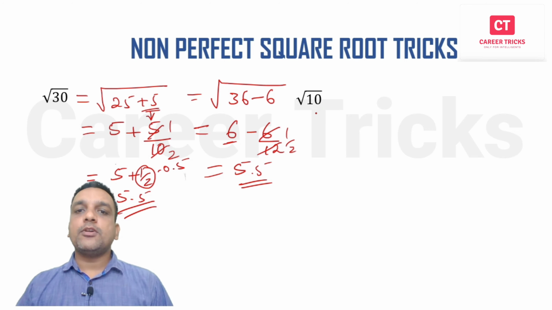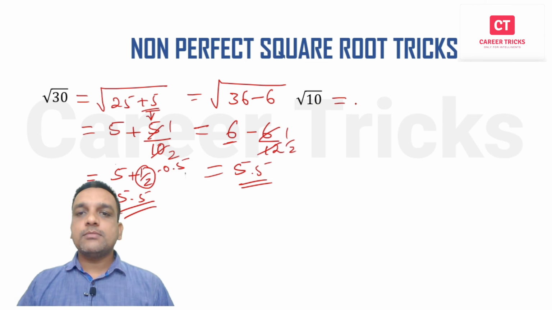We'll go to the next problem now. I am taking square root of 10. I am splitting the 10 into two parts, that is 9 plus 1. 9 is the closest perfect square of 10. I am taking that 9 and the remaining number after taking 9. What is the remaining number out of 10? That will be 1 remaining.